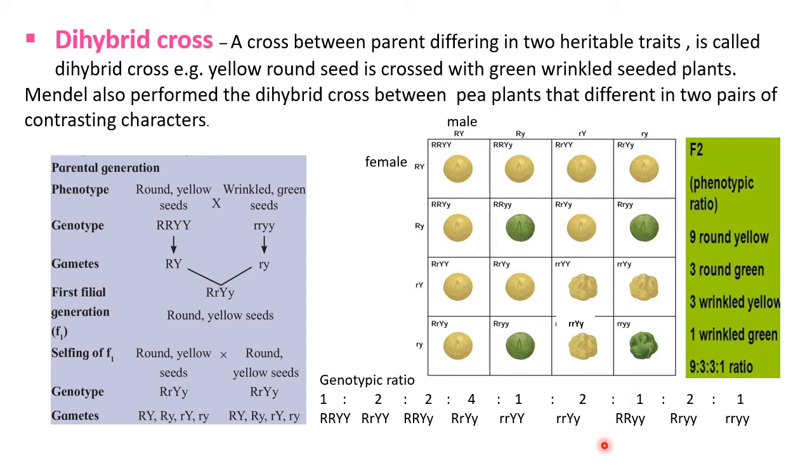Then the next one is in the ratio of 1, that is both capital R and both small y. So such a combination is found, that is both capital R and both small y, in the ratio of 1. Then we see the genotype or combination with capital R, then small r, and both are small y. So it is in the ratio of 2.